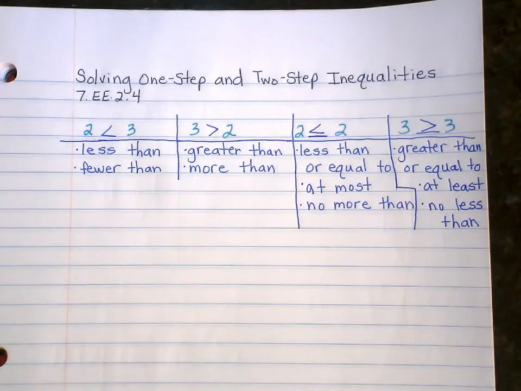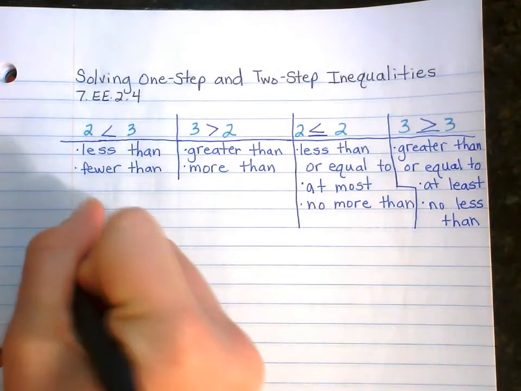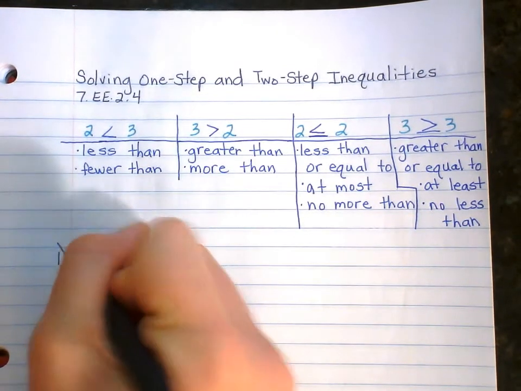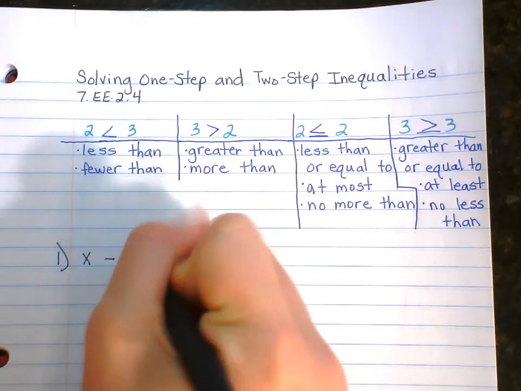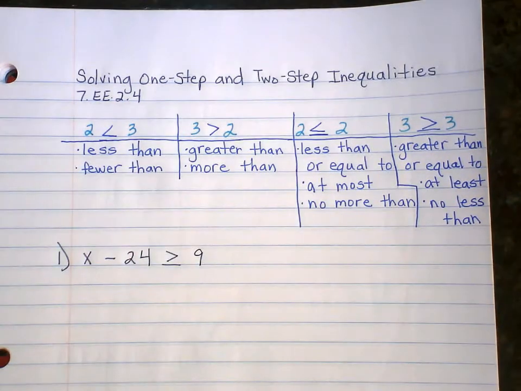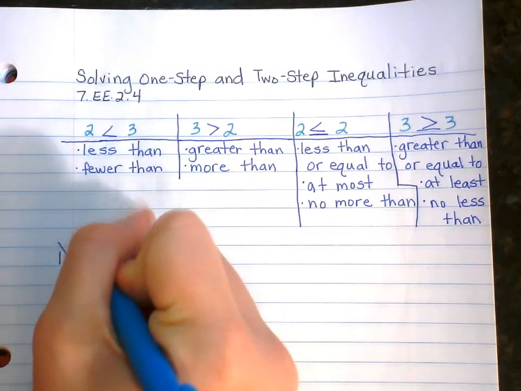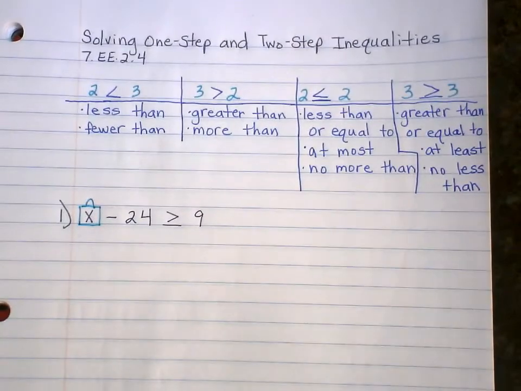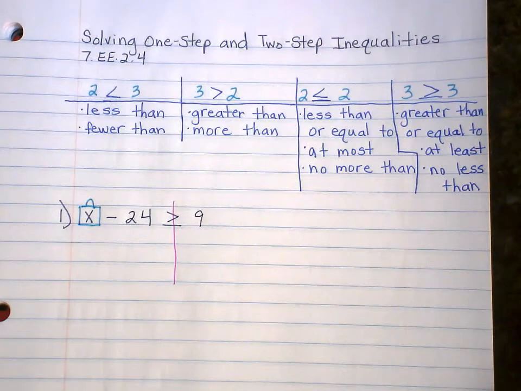So we're going to solve 5 problems in this video. We're going to do 1-step and 2-step inequalities. Now, it is important to know when solving inequalities, it's the same steps as solving equations. Step 1, lock up the variable. Step 2, draw the line. Step 3, combine like terms.